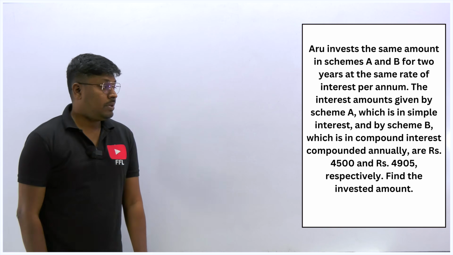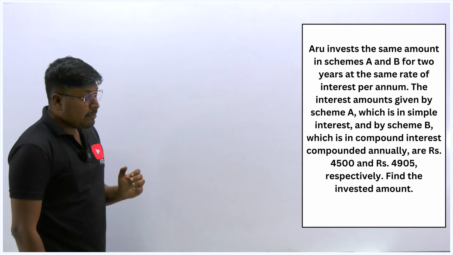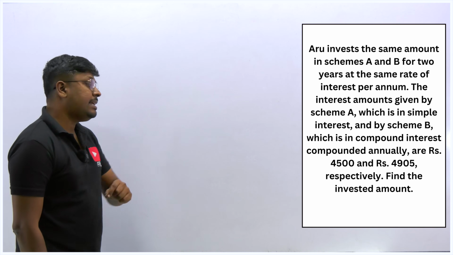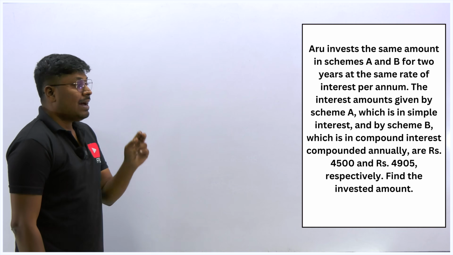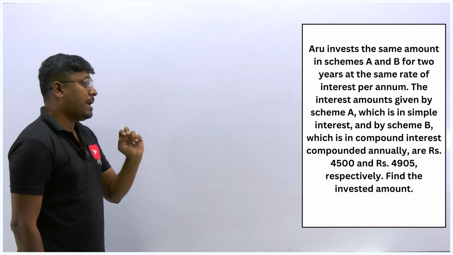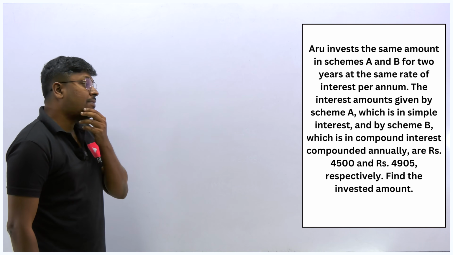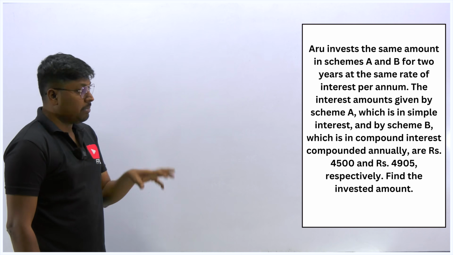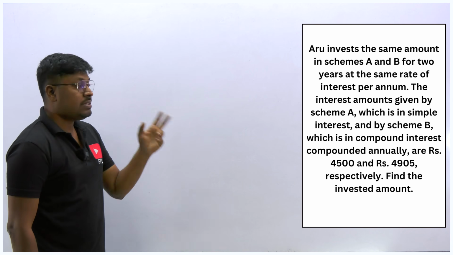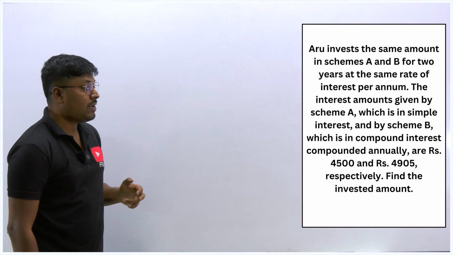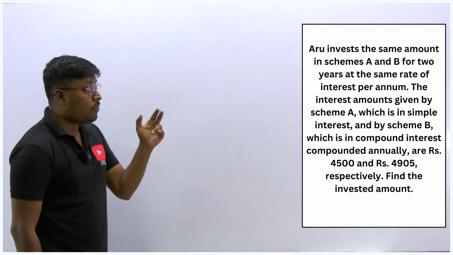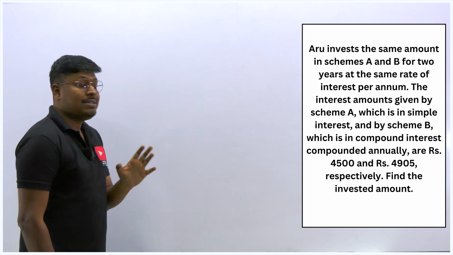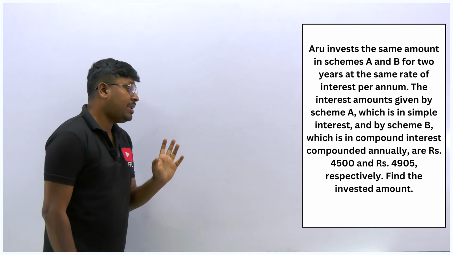Question number 2. So Arun invests the same amount in scheme A and scheme B for 2 years at the same rate of interest per annum. So the interest amounts given by scheme A, which is simple interest, and scheme B, which is compound interest, are 4,500 and 4,905. Compound interest and simple interest values have been given.